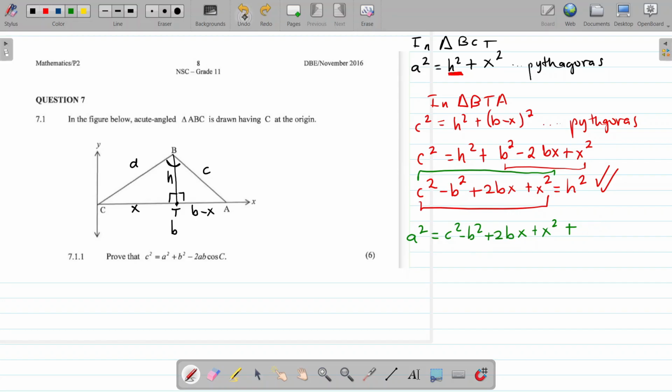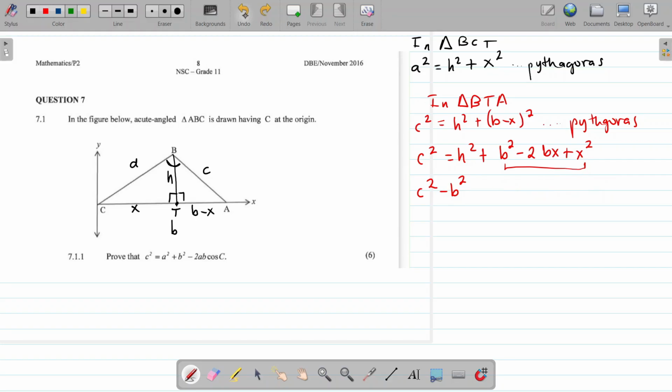Let me just take you back. If you notice over here, when I took these things to the other side, certain things must change in terms of the sign, whether they are positive or negative. So I didn't account for that, which is going to cause a whole lot of trouble. The b squared, when it goes to the other side, it becomes minus b squared. The minus 2bx, when it goes to the other side, it becomes positive 2bx. The x squared, when it goes to the other side, it becomes minus x squared. Then this is going to be our h squared, right?